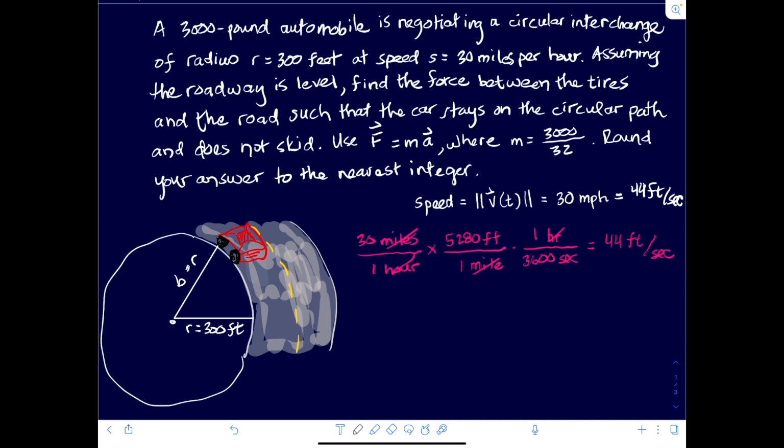Groovy? All right. What else are we going to need? It would probably be a good idea to find omega, right? Since we are dealing with a circular interchange, and the speed, remember, is also in terms of b times omega. So maybe it might be a good idea to find omega. And so we can find omega by doing what?